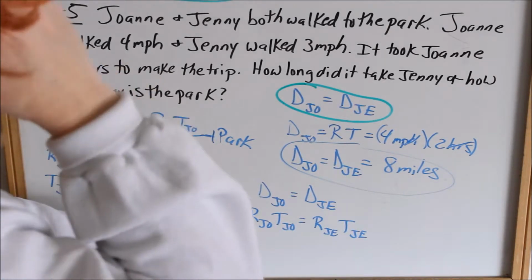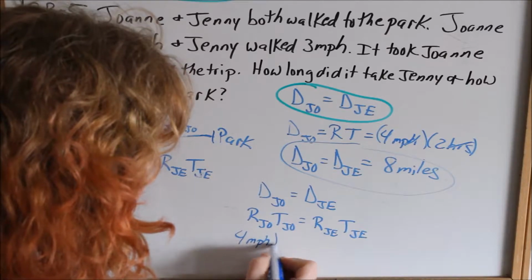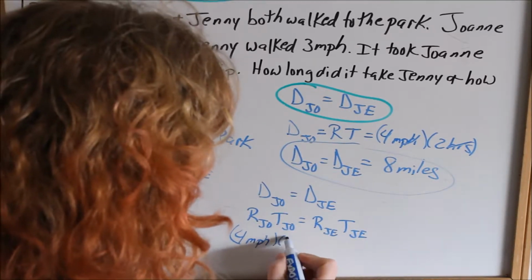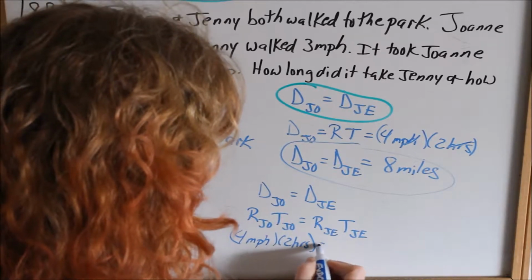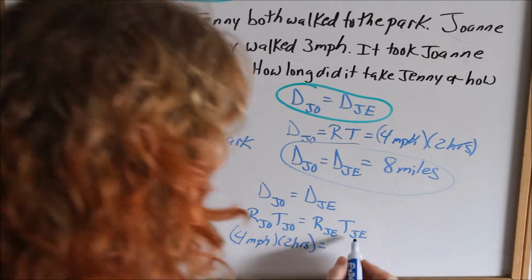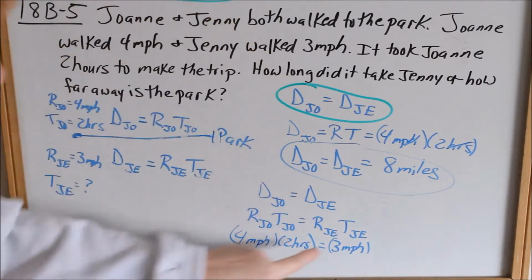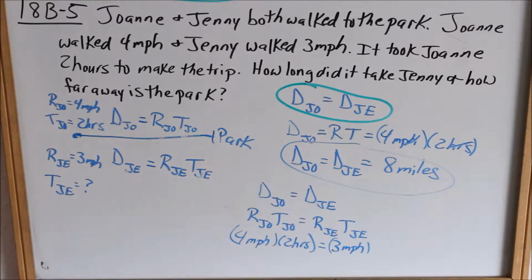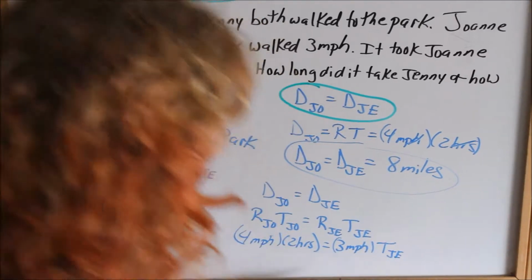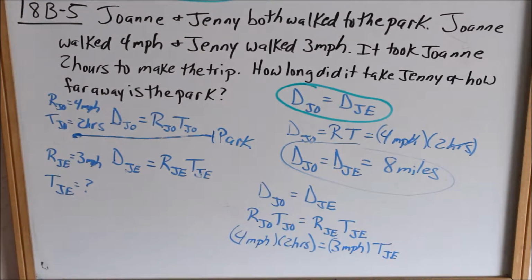Do we know Joanne's rate? Yes. It was 4 miles an hour. Do we know Joanne's time? Yes. It was 2 hours. Do we know Jenny's rate? Yes. She went 3 miles an hour. And do we know Jenny's time? No. That's what we're trying to solve. So I have an equation here with only one unknown, and we should only have one unknown.